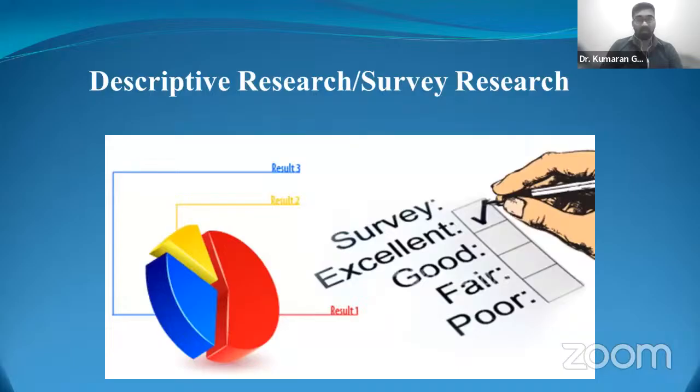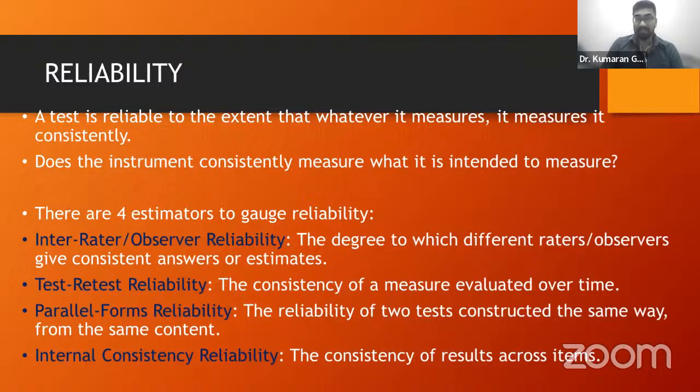So Cronbach's alpha tests reliability, which is to measure consistency. There are four types of estimators to gauge reliability: inter-rater, test-retest reliability, parallel forms reliability, and internal consistency reliability. But this is just for understanding. The main thing is Cronbach's alpha.